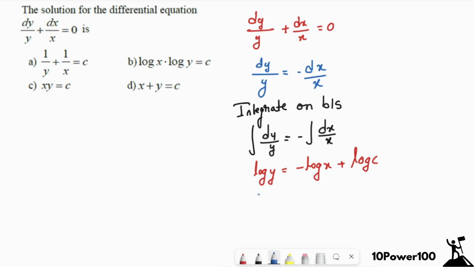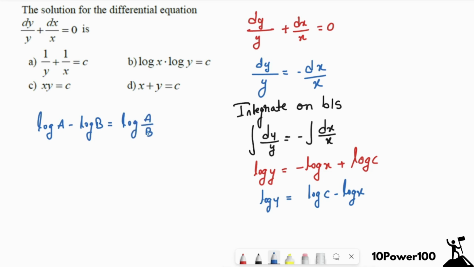Okay, so now if we use the log property on the right hand side, log y is equal to, I'll write this as log c minus log x. So you all know log A minus log B is equal to log A by B.